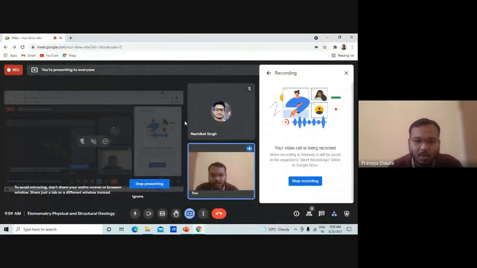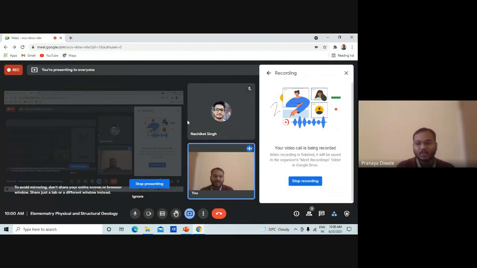So this is all about metamorphic rock: the different structures of metamorphic rock, the processes involved, regional metamorphism, and how pressure, temperature, and chemically active fluids act together. And what are the different uses of metamorphic rock, like slate. So this is all about metamorphic rock.